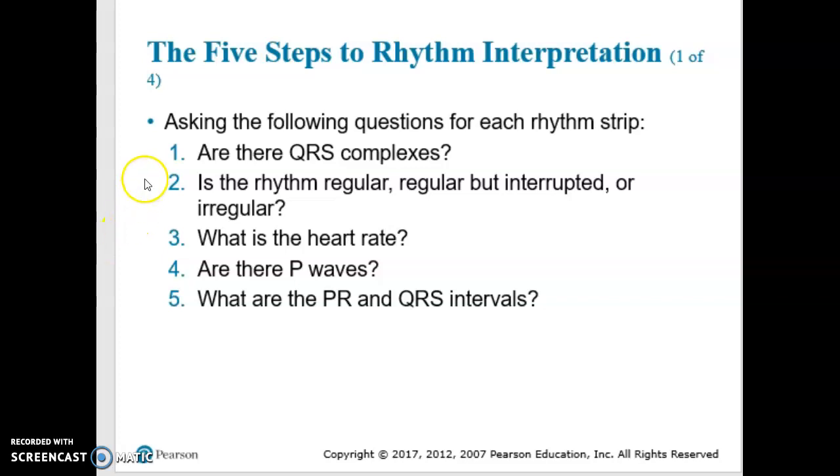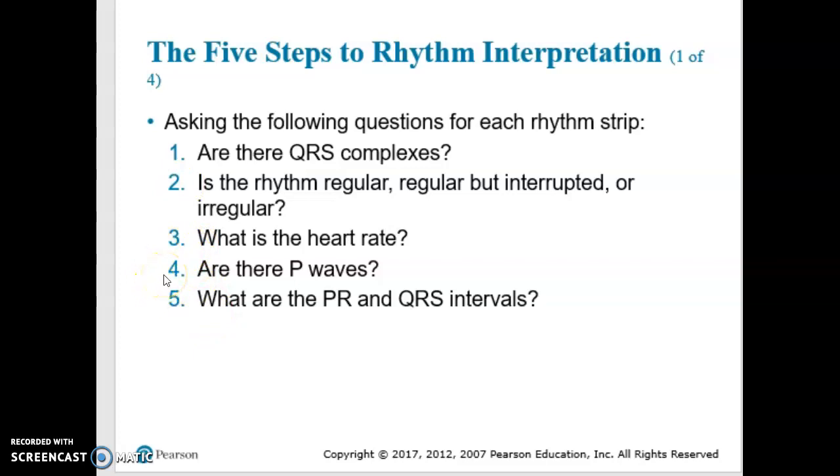So the very first question that we ask ourselves when we are looking at a rhythm strip is, are there QRS complexes? That is the very first thing that we're going to do. If the answer is yes, then we look at their size and shape. Does their size and shape vary? However, if the answer is no, then we move forward. We skip to question number 4.